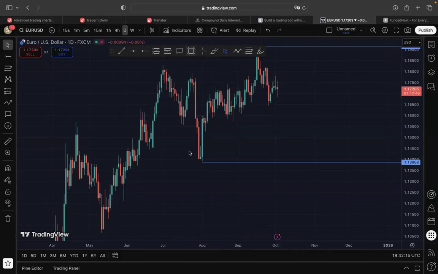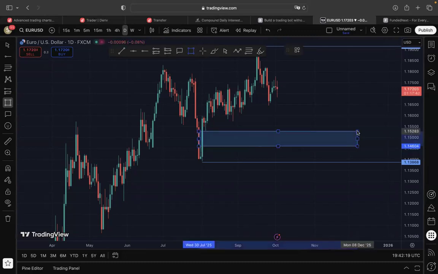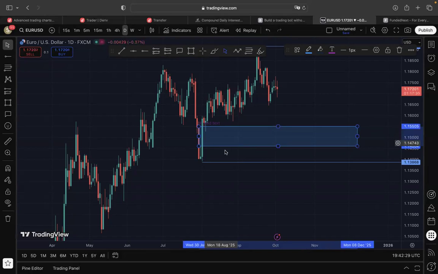A good point of interest. Now I can even use this one like this. For me to consider that this one here has filled the gap, it does not have to be totally filled, because the gap does not necessarily have to be totally filled. But for me to consider that this move has filled the gap, it has to at least get to 50% of the gap.